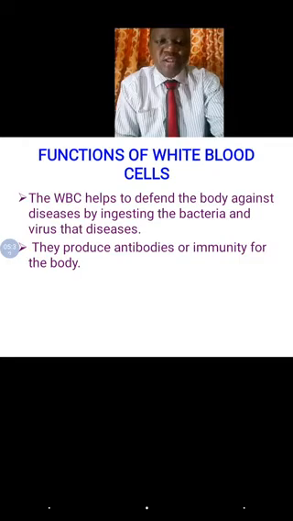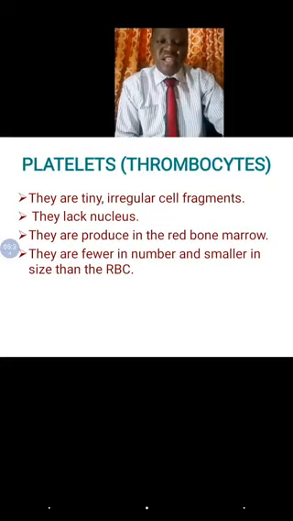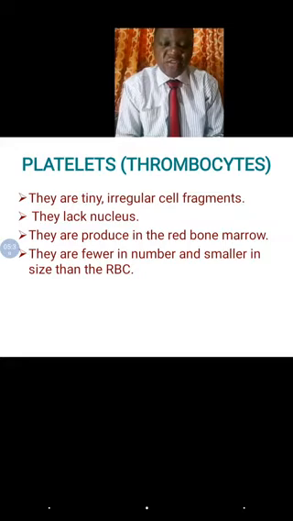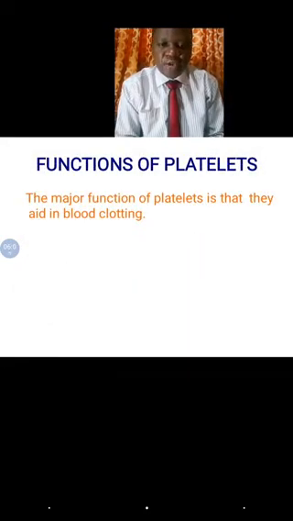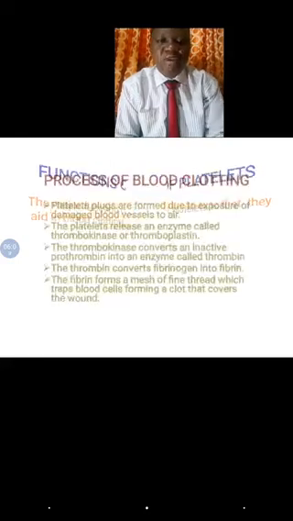So let's talk about the platelets now. The platelets are also called thrombocytes. As a revision, the red blood cells are called erythrocytes, the white blood cells are called leukocytes, and the platelets are called thrombocytes. The thrombocytes are tiny irregular cell fragments. They lack a nucleus, and they are produced in the red bone marrow, and you have them fewer in number than the red blood cells. Now talking about the function of the platelet, the major function of the platelet is to help in clotting of blood.